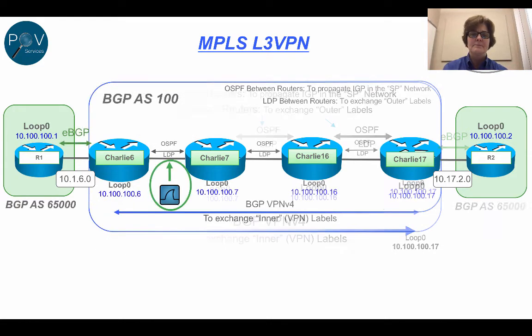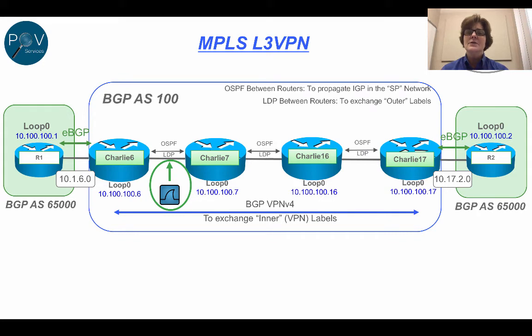Two different protocols were used to do those labels. So here we go. The way that I learn a lot about different protocols is I actually use Wireshark. I am a huge fan of Wireshark. So what we're going to see is that I have an eBGP relationship, as I mentioned over here, and then BGP Autonomous System 100 in the middle. And again, we have a BGP VPN v4 peer connection between Charlie6 and Charlie17.